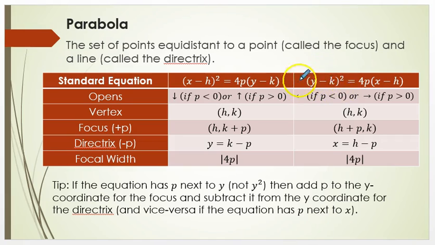And if your parabola instead has a y squared in it, then it'll be the same thing. Look at the sign for p. If p is a negative number, it goes left. If it is a positive number, then it goes right.